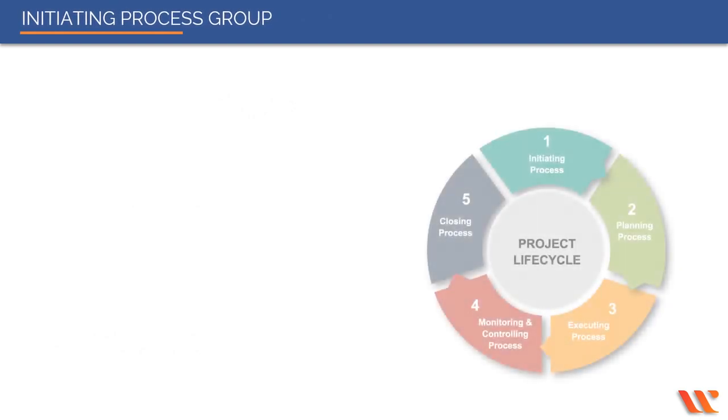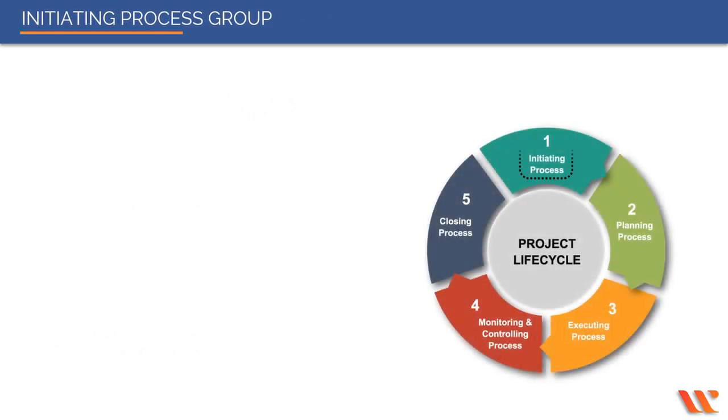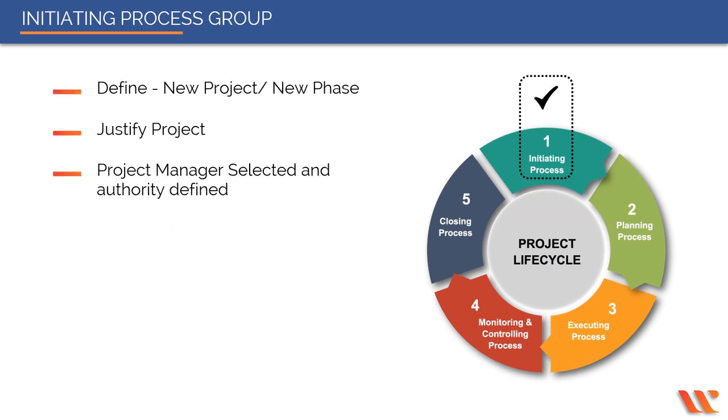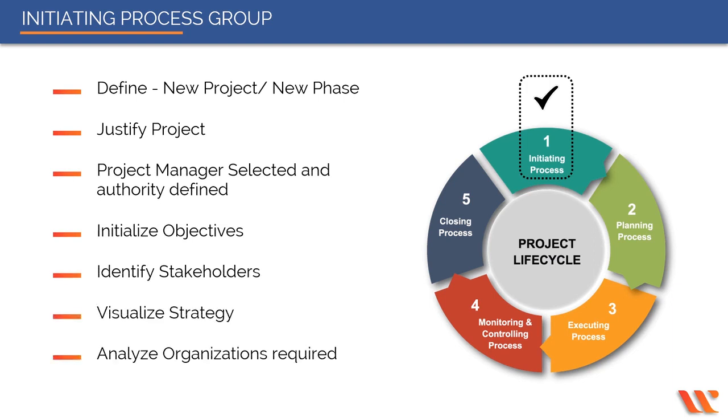The initiating process group consists of those processes performed to define a new project or a new phase of an existing project by obtaining authorization to start the project or phase. In this phase, you decide the initial scope of the project, the initial budget, the initial timelines, the initial resources needed, the stakeholders, and the overall outcome of the project.